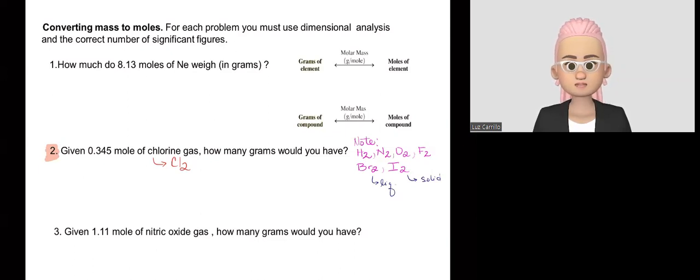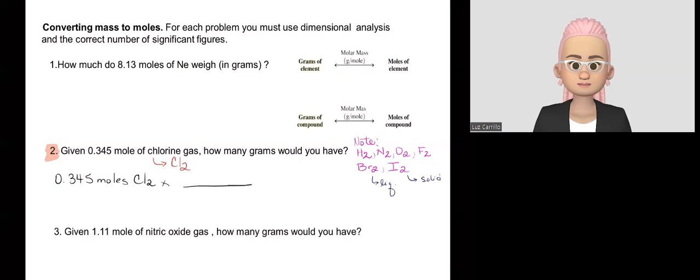So let's just go over this problem. So we are given the measurement of 0.345 moles of Cl2. In this case, we are given moles of a compound, or a diatomic element for that matter. And then we are going to convert to grams of that compound or diatomic element. So when we are doing that, remember that we are going to specifically multiply by the molar mass.